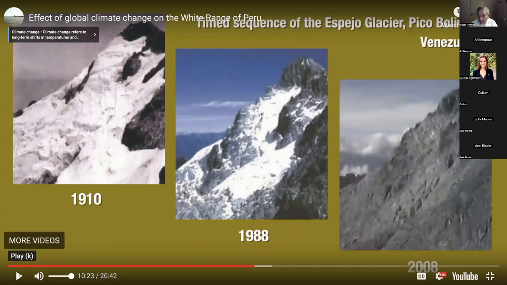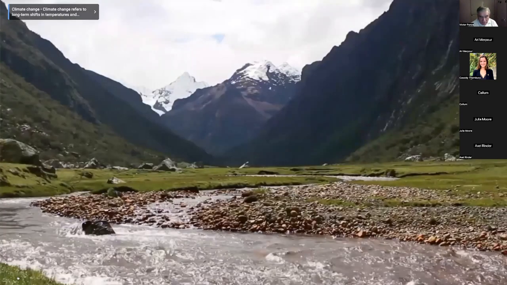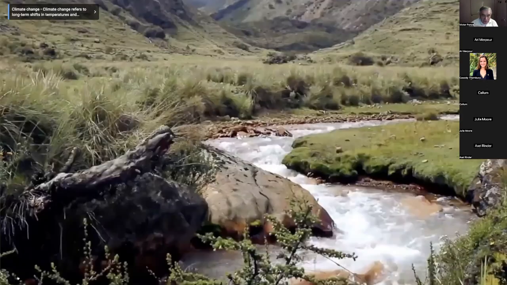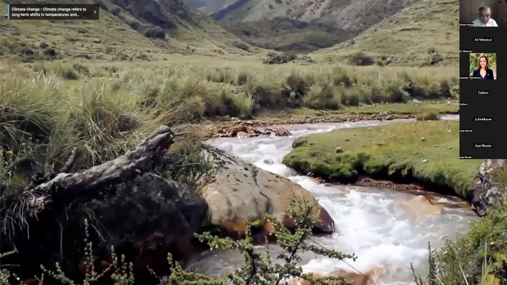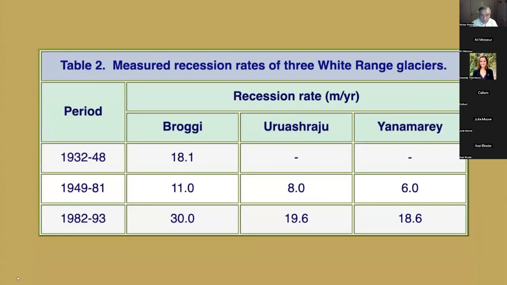Note on the right side, 2008, there's no ice; the glacier has disappeared from the Espejo Glacier at Pico Bolivar in Venezuela. The effects of global climate change on the White Range of Peru have been documented since the late 1960s. Measurements on the Broggi, Uruashraju, and Yanamarey glaciers are shown in Table 2, pointing to increasing recession rates since 1982.